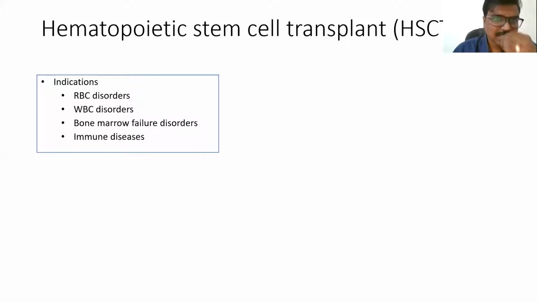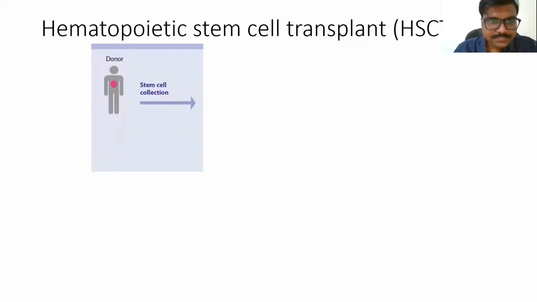What are the various indications for stem cell transplant? We see disorders like thalassemias, WBC disorders like lymphoma and leukemia, bone marrow failure disorders like aplastic anemia, and also autoimmune conditions like multiple sclerosis. For all these conditions, the stem cell transplant is a potentially curative therapy.